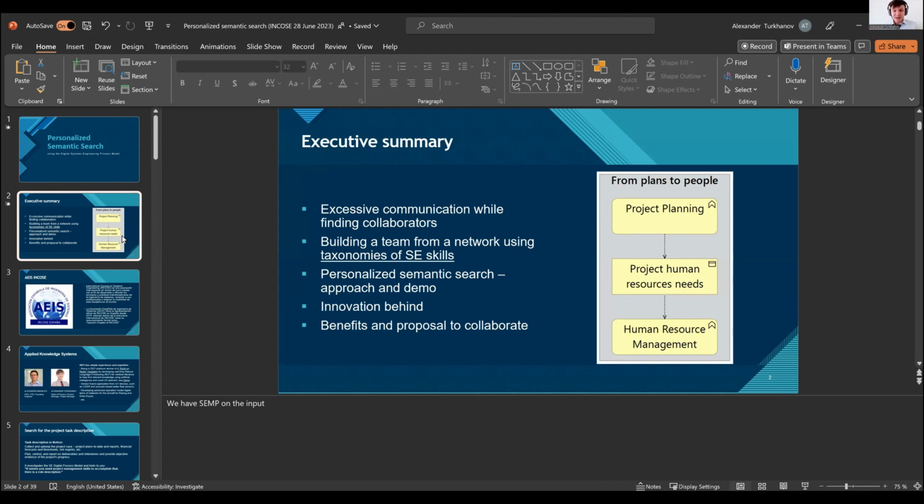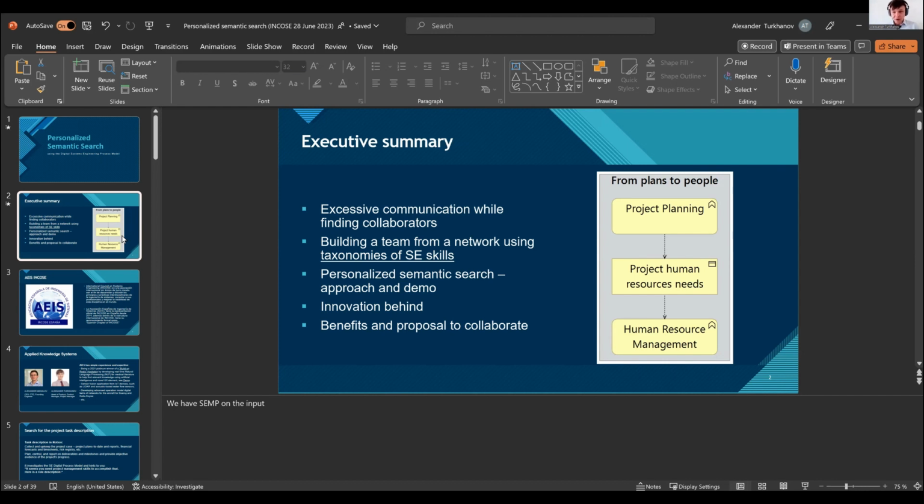We have plans, for example, a system engineering management plan on the input. It's a part of project planning. And once we have a plan, we can look for the skills that we need to deliver this plan and for people who have these skills. And this is a very tricky, very time-consuming process. So it's project planning, then we have a skill demand, project human resources needs, then human resource management, a whole bunch of processes, and it's a lot of iterations, a lot of discussions. It's really time-consuming. And we can eliminate this specifically in the system engineering field.